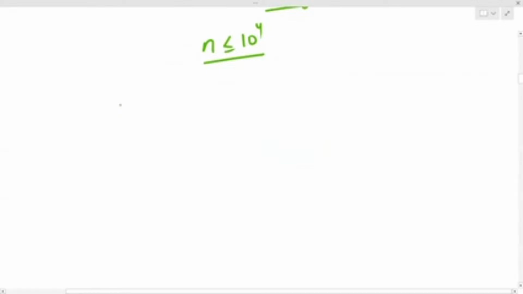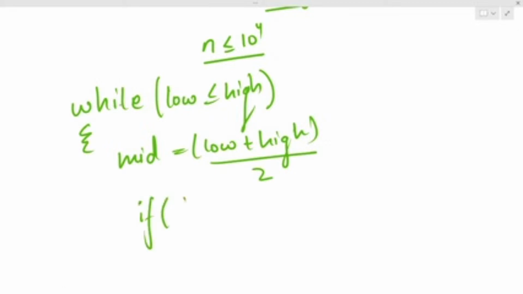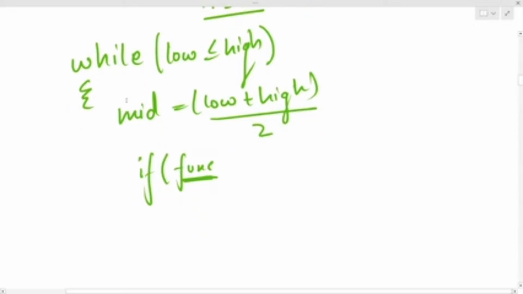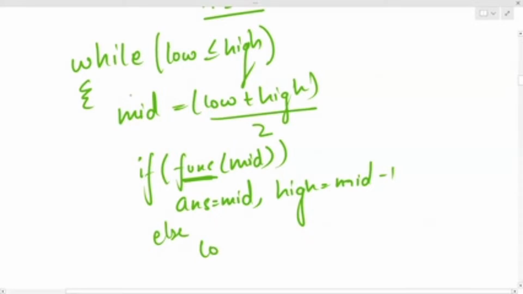First of all, this thing is clear to everyone, right? We have to write while low is less than or equal to high. We'll find the mid. Mid is nothing but low plus high by 2. Now, there's a function here, and this is the most important thing. Other than this, everything is a generic template, right? You'll write all this. So this function of mid, and if this mid is true, my answer is going to be at least this mid, and I can shift my high to mid minus 1. Otherwise, I'll change my low to mid plus 1.